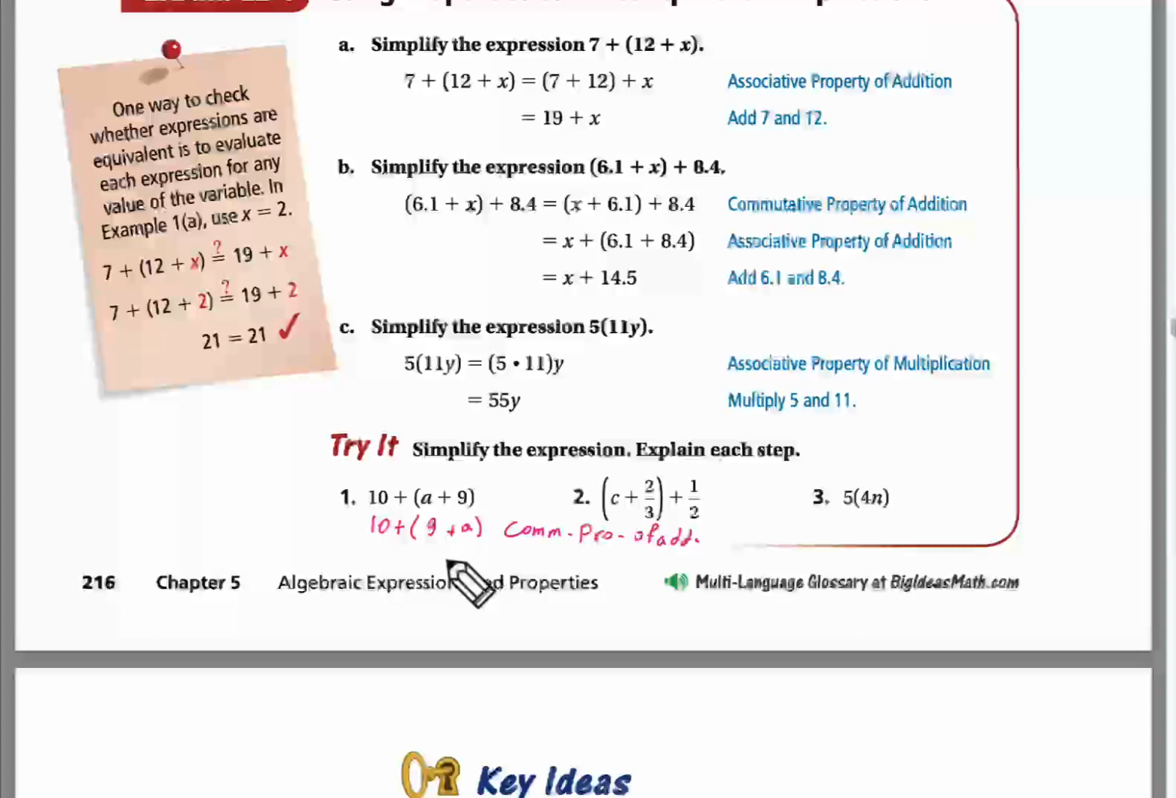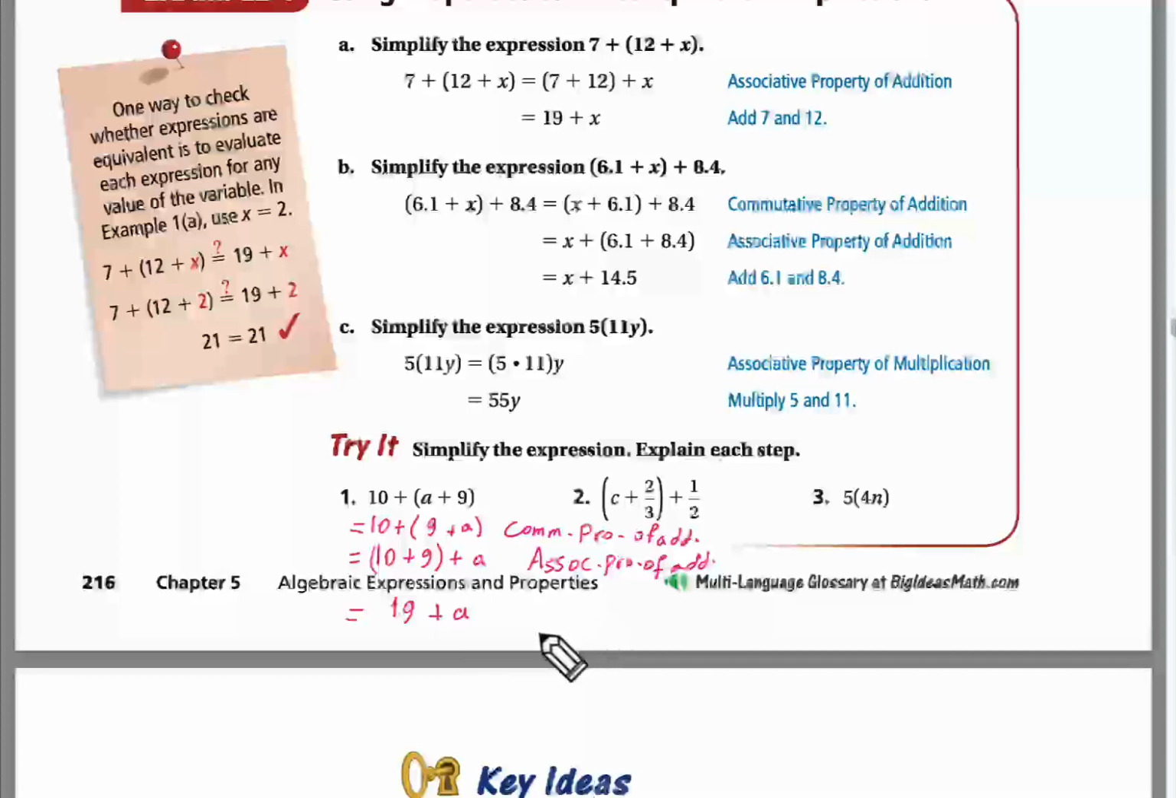Okay, now we need to add the numbers 10 and 9, so we put them in brackets. 19. And in this case, I need the name of the property. This one is not commutative. This one is associative property of addition. Now, it equals 19 plus A. That's it.